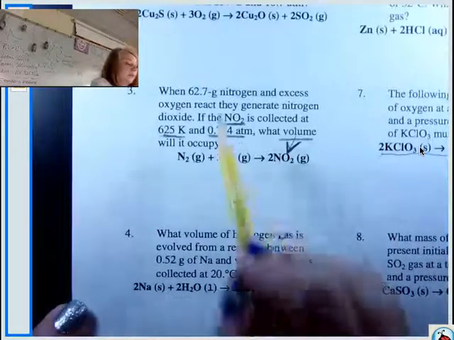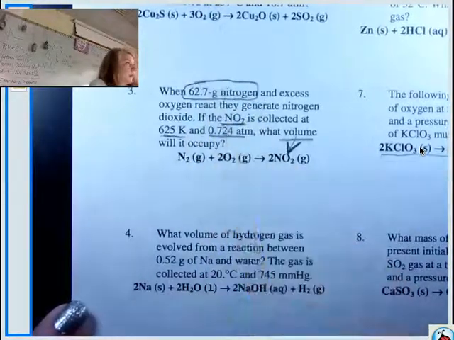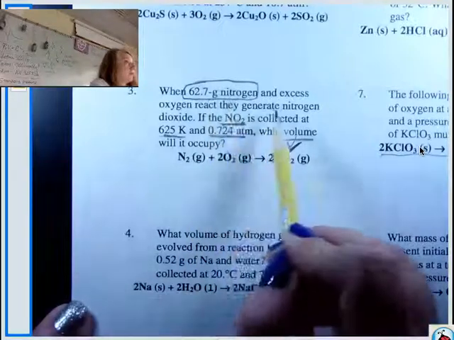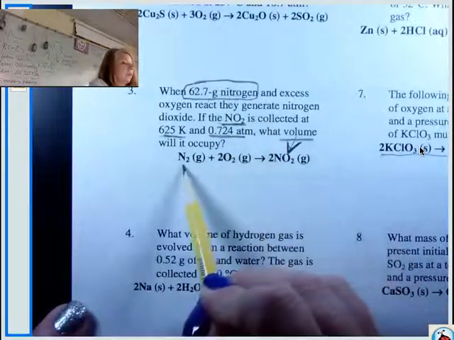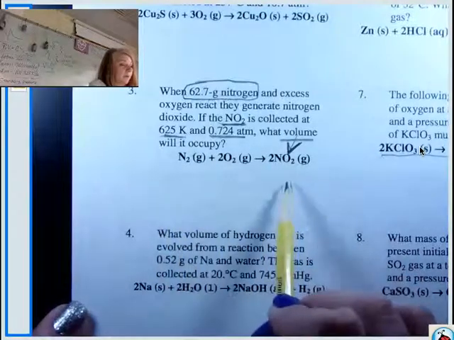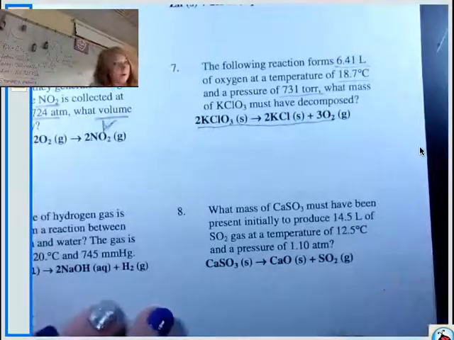But you do have to be careful and say, well, where's my moles coming from? In number 3, the moles is starting out with nitrogen, so you would have to convert grams of nitrogen to moles of nitrogen, and then for moles of nitrogen, you would go to moles of NO2 using the balanced equation, okay? So let's use number 7 because that one was asked about earlier today.